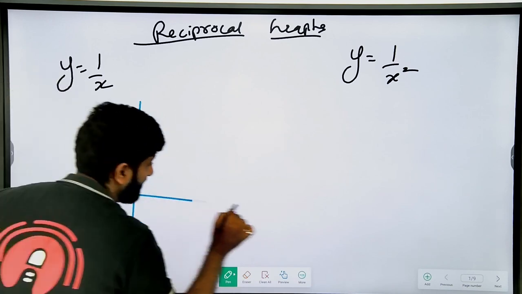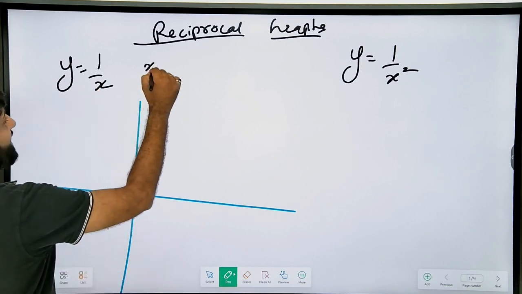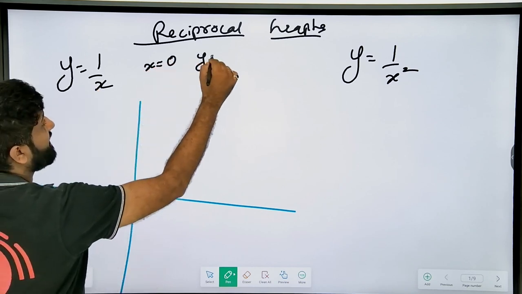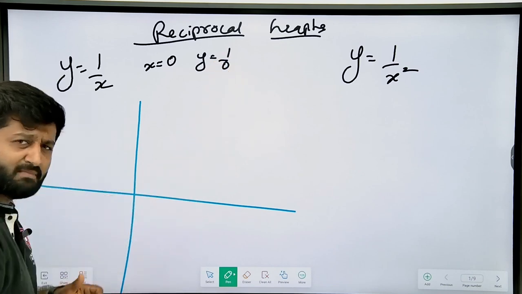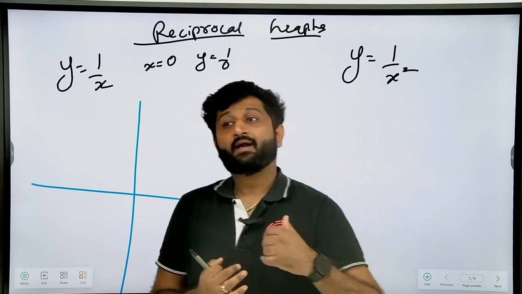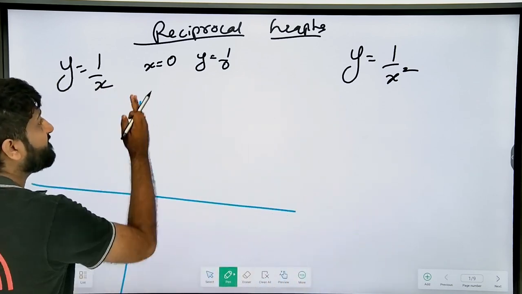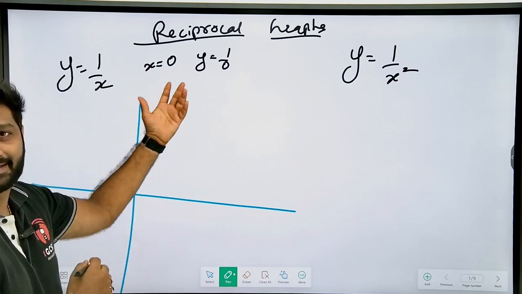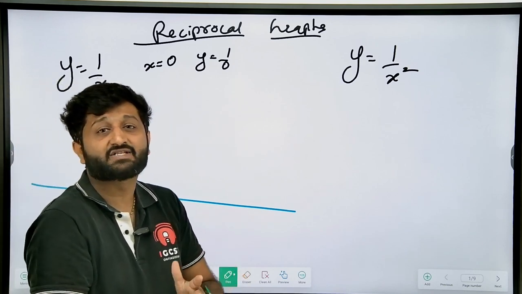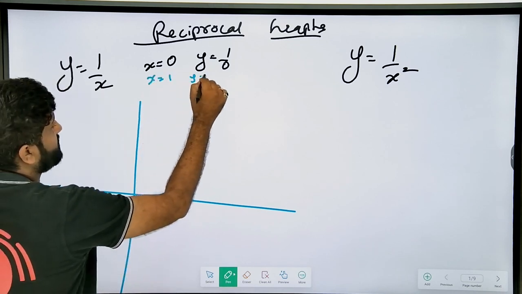Let's say this is a graph, right? Now what is going to happen? Now, guys, when x is 0, y is 1 by 0. Now 1 by 0 is something that is not defined, right? You cannot divide 1 by 0. So obviously this graph is never going to reach the y-axis because 1 divided by 0 is something that is not defined. And when x is 1, y is going to be 1.